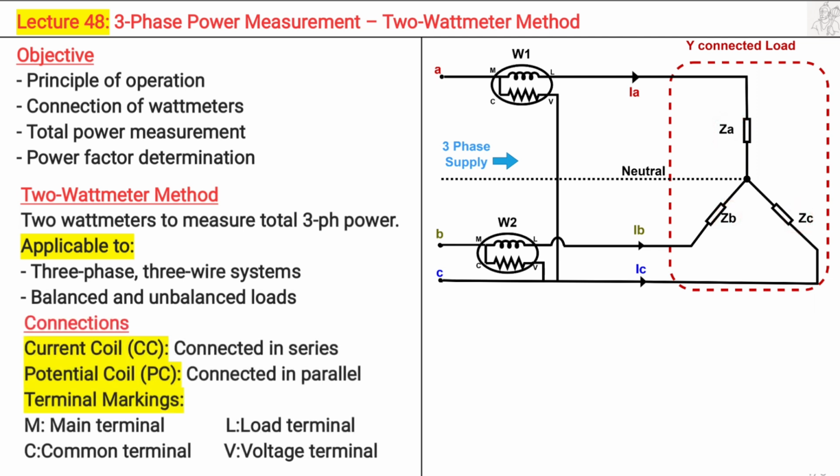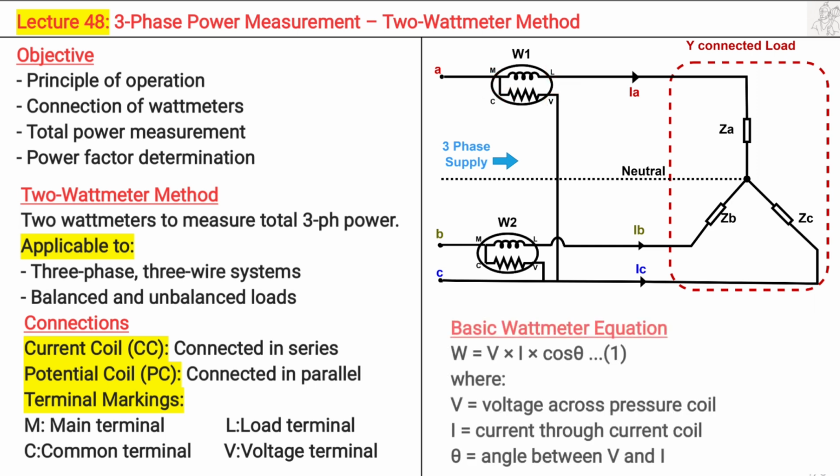Moving on to connections, each wattmeter has two coils, that is current coil and potential coil, and the markings are M, that is mean terminal, L load terminal, C common terminal, and V voltage terminal. The basic wattmeter equation is the power in watts is equal to the voltage across the potential coil into current through the current coil into cos of theta, which is the angle between voltage and current.